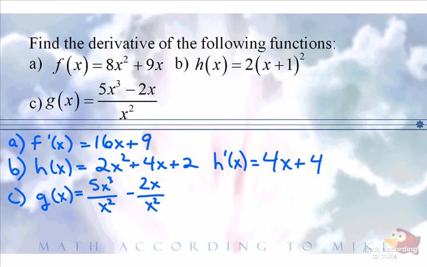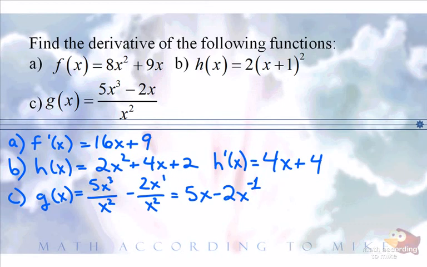Okay. 5x cubed over x squared is... Remember, when you divide two things with the same base, you subtract the exponents. 5x. And 2x over x squared, well, write it back as x to a power. In other words, 1 minus 2. Sure. 3 minus 2. And you divide base. Is that okay? We good?